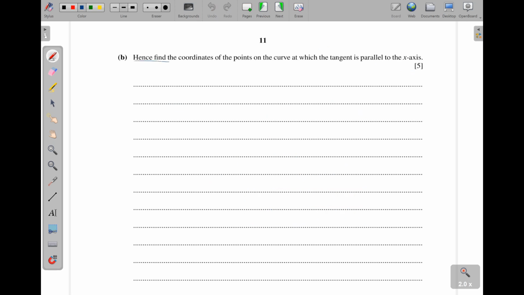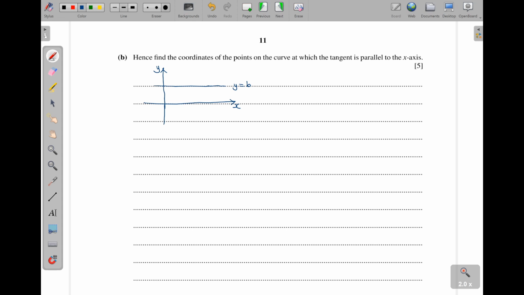Then part B, hence find the coordinates of the points on the curve at which the tangent is parallel to the x-axis. I'm going to draw a simple sketch here. Suppose I have my axis here, just like this. And then maybe this is the line. This is the x-axis, and this is a line which is parallel to the x-axis, okay? So I have y here. This line parallel to the x-axis has the equation y is equal to something. Maybe y is equal to b.